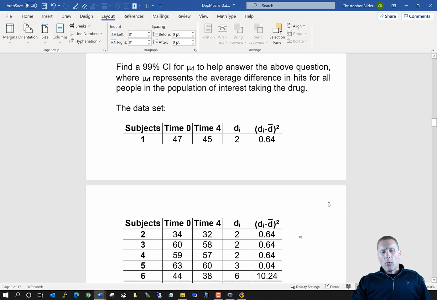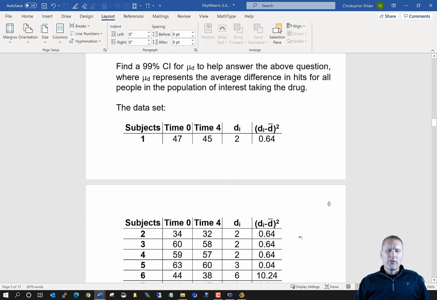And so what we're going to do here is find a 99% confidence interval for mu d, which represents the difference between time 0 and time 4 on average in the number of hits, in terms of generalizing to a larger population of people.